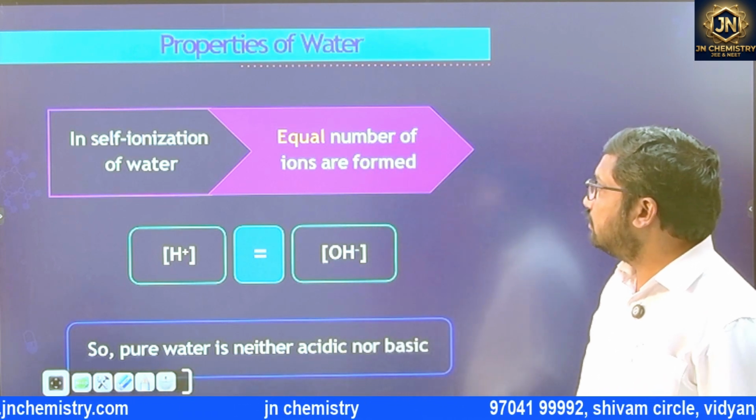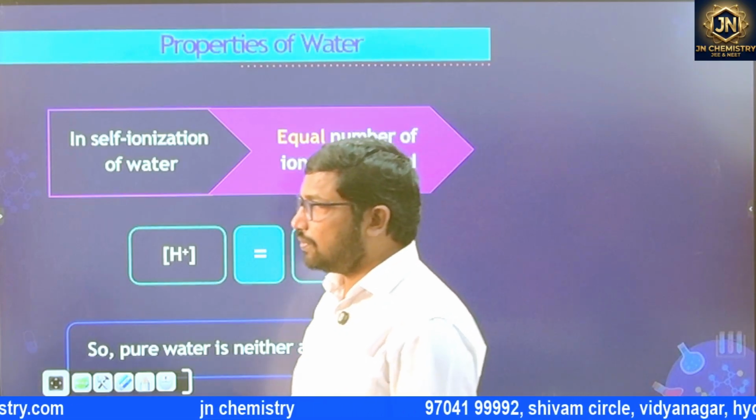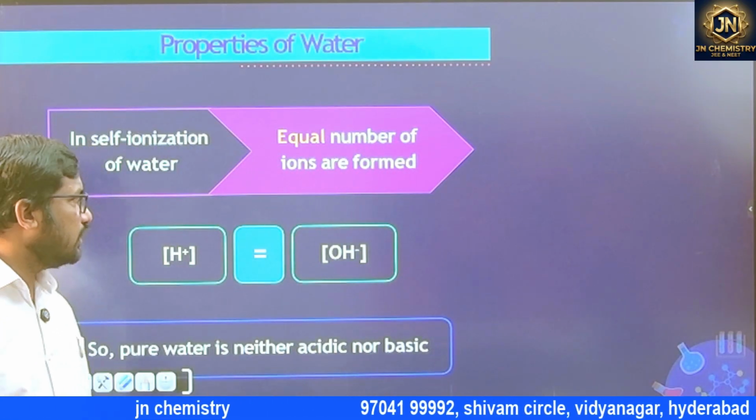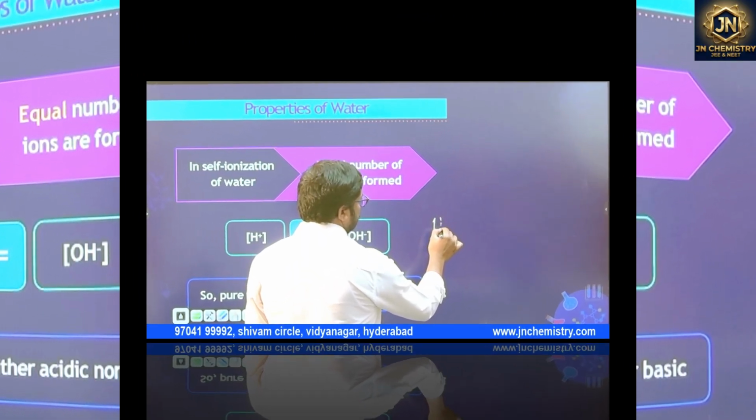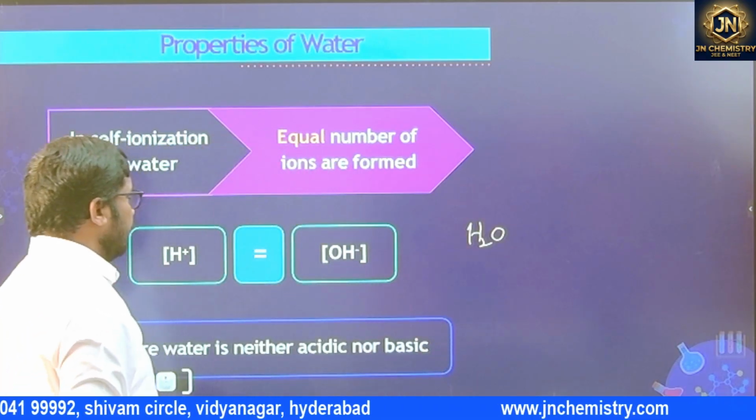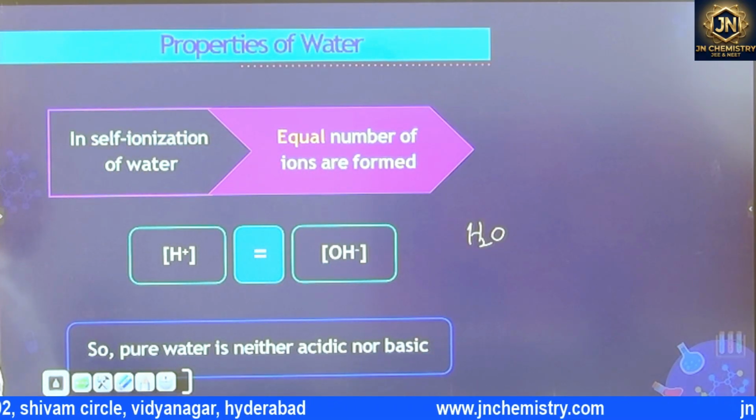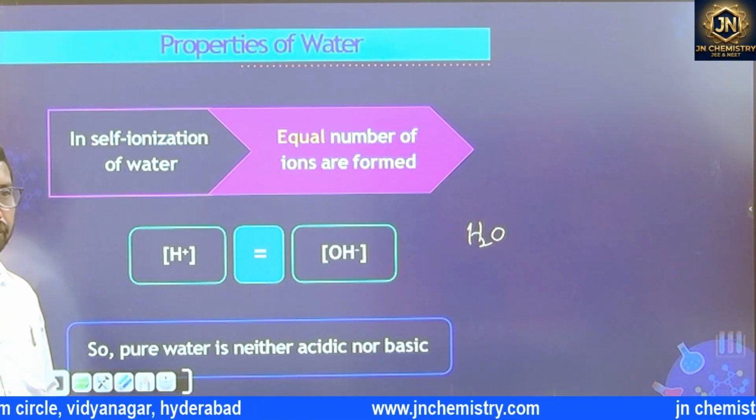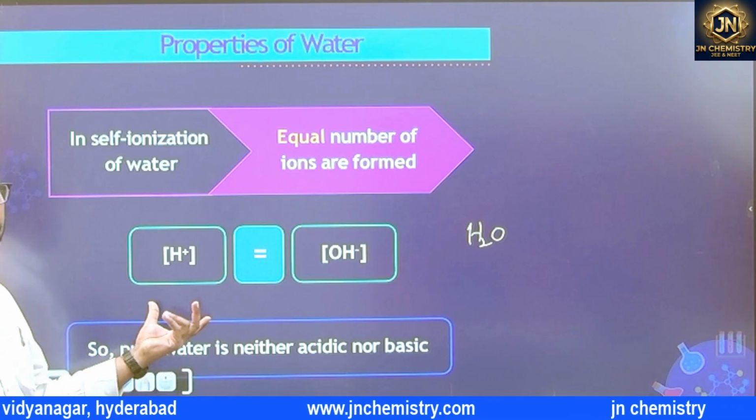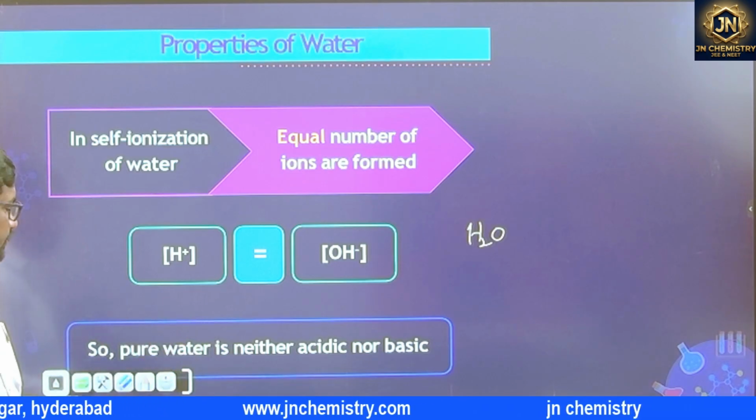Write it down. Properties of water: H2O gives rise to H plus plus OH minus. H2O becomes H plus plus OH minus. Water is neutral, neither acidic nor basic.